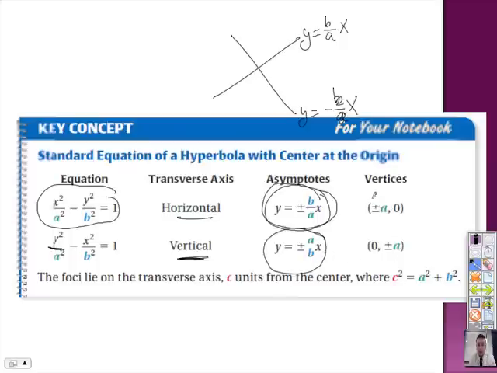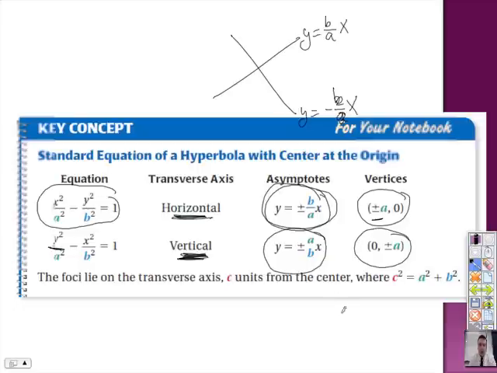Your vertices are (plus or minus A, 0) in the horizontal case, or (0, plus or minus A) in the vertical case. Once again, don't memorize all this. Just draw pictures and it helps you understand. Is A first or second? You just draw a picture and see that A has to be first because the vertex is on this axis right here.